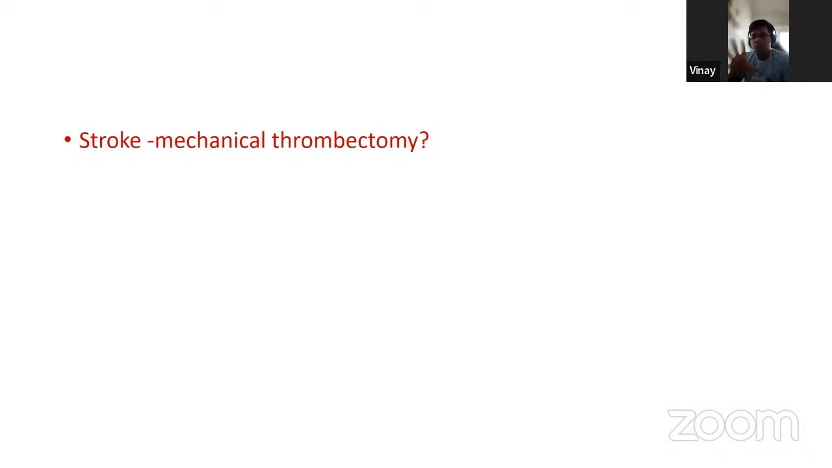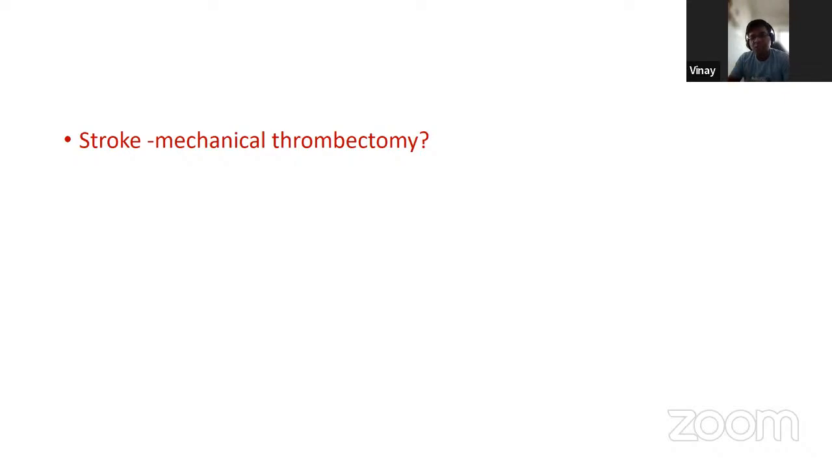I'll just give a few points. Stroke thrombectomy is an emergency. Usually the time from arrival to groin puncture should ideally be less than 60 minutes. So you usually don't get much time to see or assess the patient. And the second question arises: what anesthesia are you going to give? Are you going to give conscious sedation? Are you going to give general anesthesia?